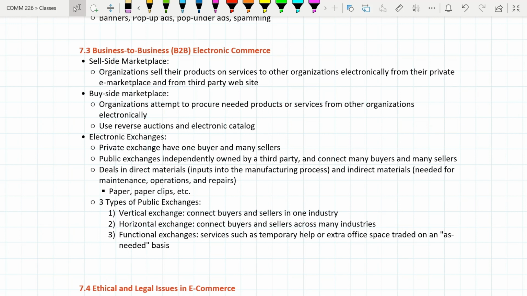So 7.3, business to business, or B2B, electronic commerce. It's the sell-side marketplace. Organizations sell their products and services to other organizations electronically from their private e-marketplace. So let me highlight that. Organizations sell to other organizations electronically. The buy-side marketplace, organizations attempt to procure needed products or services from other organizations electronically. They use reverse auctions and electronic catalogs. So reverse auction and electronic catalog.